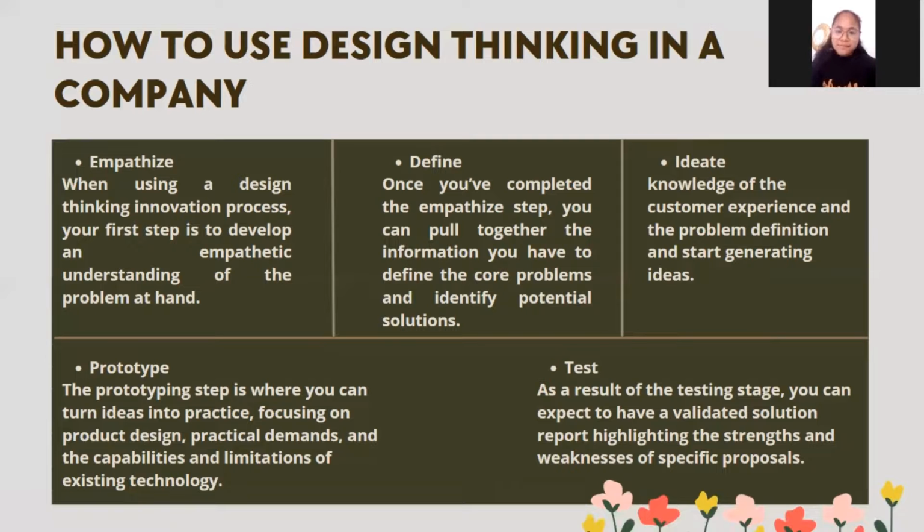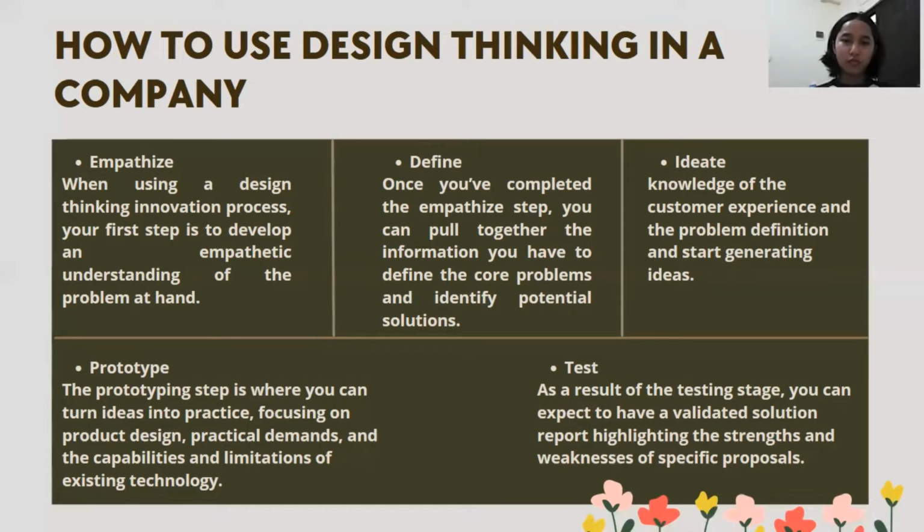So the first one is empathize. When using a design thinking innovation process, your first step is to develop an empathetic understanding of the problem at hand. This involves collecting as much information as possible about the day-to-day of your users. The second one is define. Once you have completed the empathize step, you can pull together the information you have to define the core problems and identify potential solutions. And the third one is ideate. It is time to take your in-depth knowledge of the customer experience and the problem definition and start generating ideas.